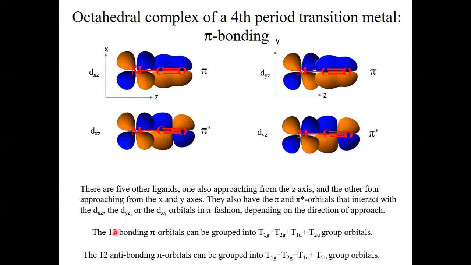this gives overall 12 orbitals, right? 3 plus 3 plus 3 plus 3 is 12. Three ligand group orbitals have T1g symmetry, three have T2g symmetry, three have T1u symmetry, and the last three have T2u symmetry. We can do the same also for the antibonding pi orbitals, and the result would be the same. So three of the 12 ligand group orbitals that we would expect have T1g symmetry, three have T2g symmetry, three have T1u symmetry, and the last three have T2u symmetry.